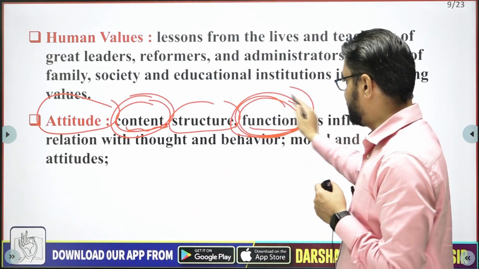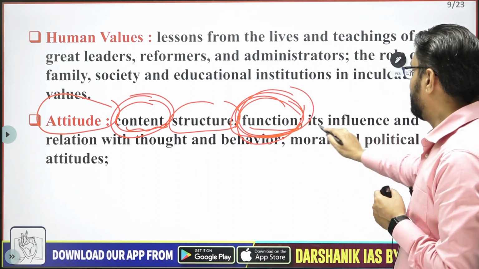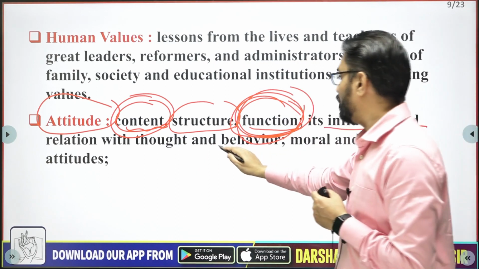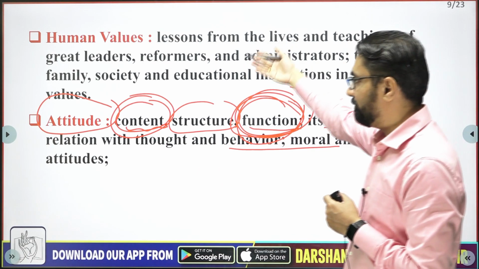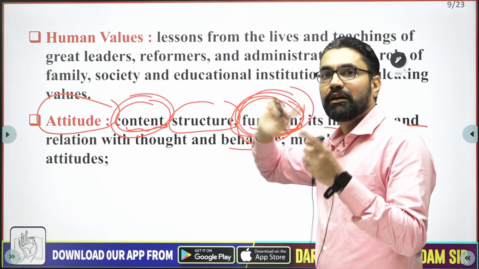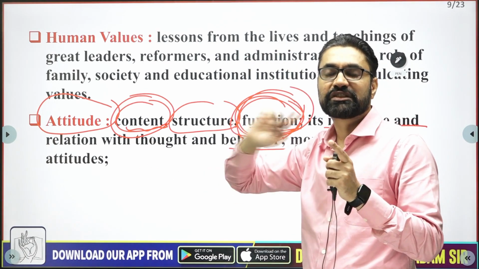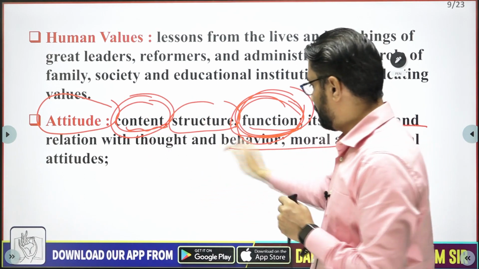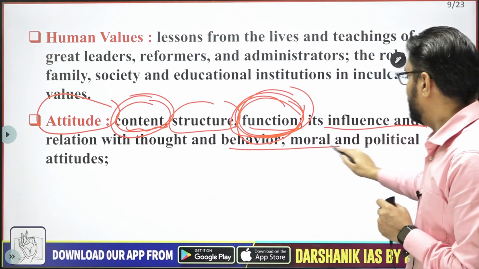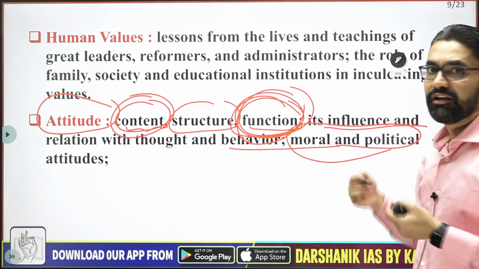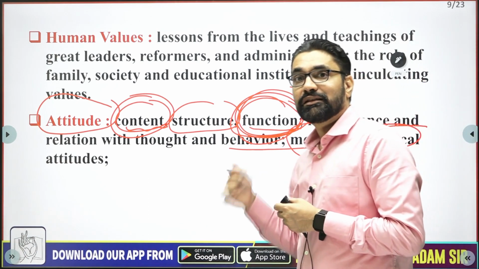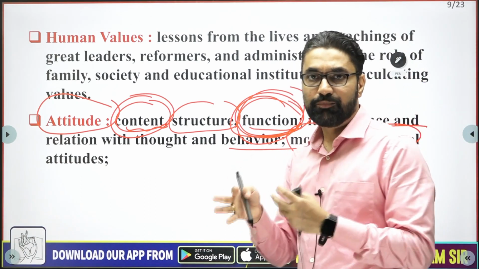So there we will be discussing this functional theory. Then its influence and relation with thoughts, behavior, etc. This part I have already said: we will be discussing the relation between values, attitude, beliefs, behavior, etc. So that will be covered there. And then we will discuss the moral and political attitudes. In the syllabus they have mentioned only two attitudes, moral and political.